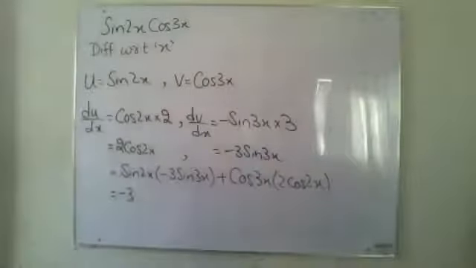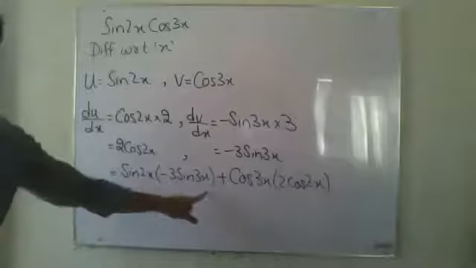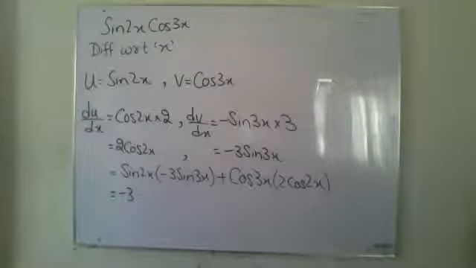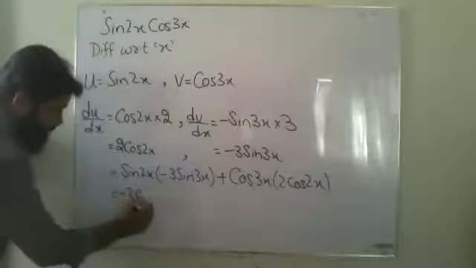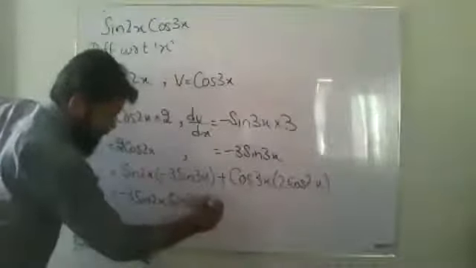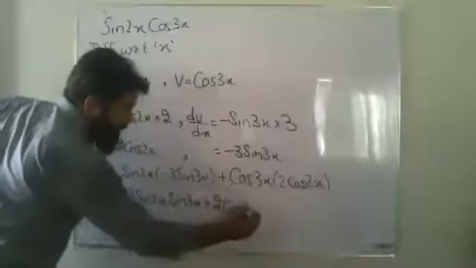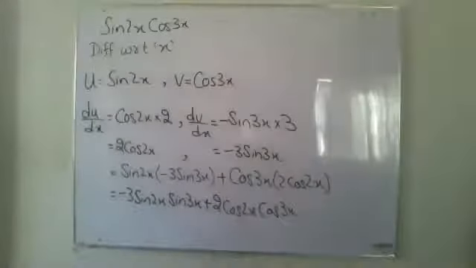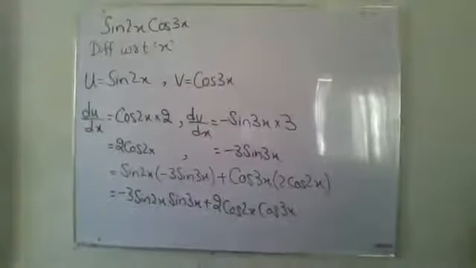Now the angles are different, sine 2x, sine 3x. Don't multiply them, don't add them, don't do anything. They will be written separately. Just like if I have got sine 30 into sine 90 degree, I will not multiply them. So what I will be writing, minus 3 sine 2x sine 3x plus 2 cos 2x cos 3x, and that will be your final answer. Nothing more you have to do over here.